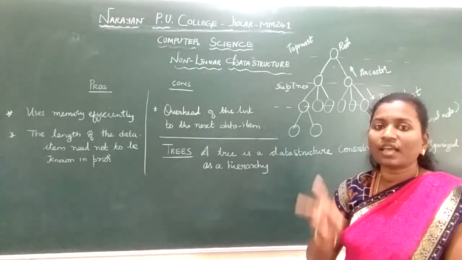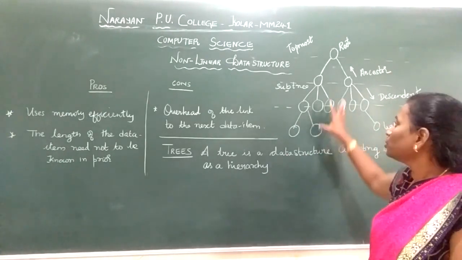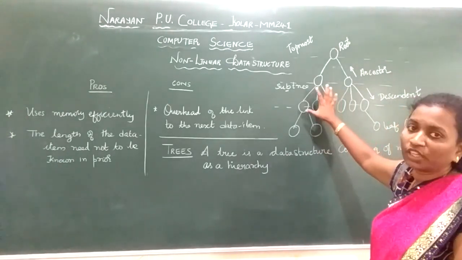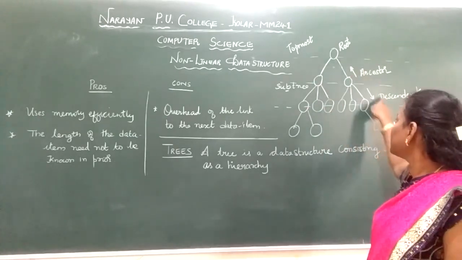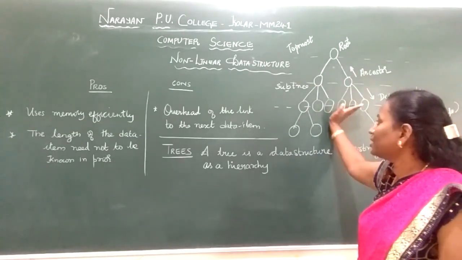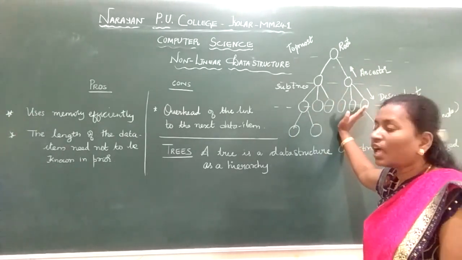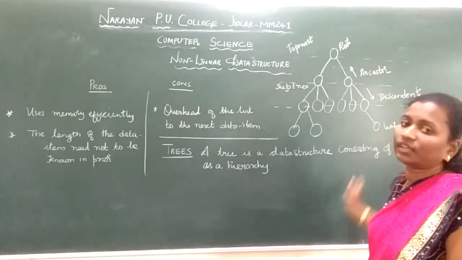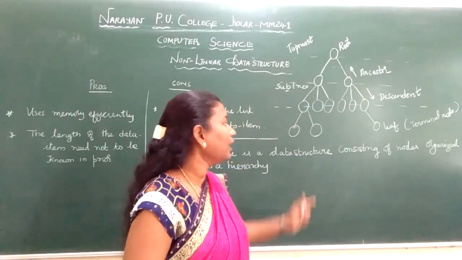A binary tree is a tree which has exactly two descendants, two child nodes. Here we have more than two, we call it a subtree. This is an ancestor, these are the descendants. These are called child nodes. And the last nodes, the terminal nodes, are called the leaf nodes.